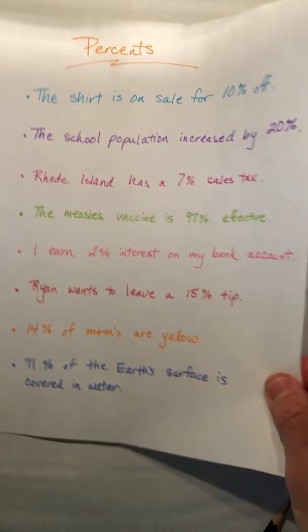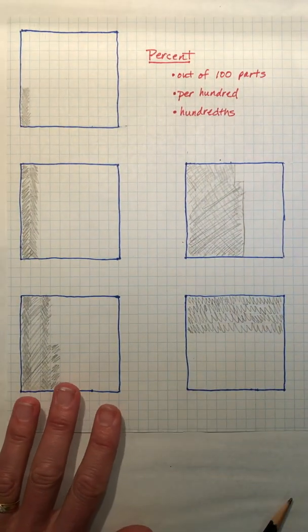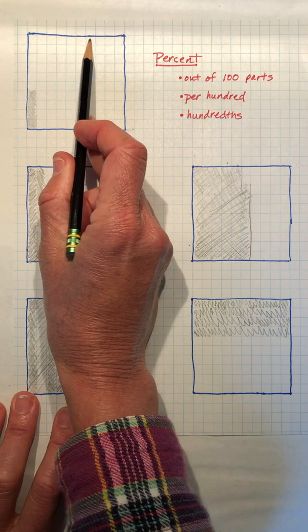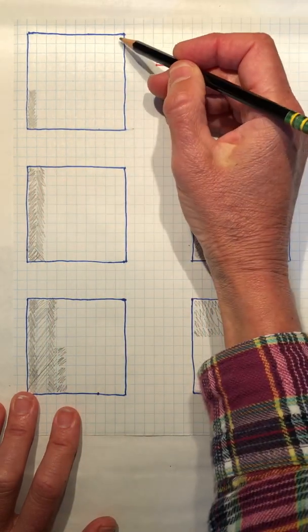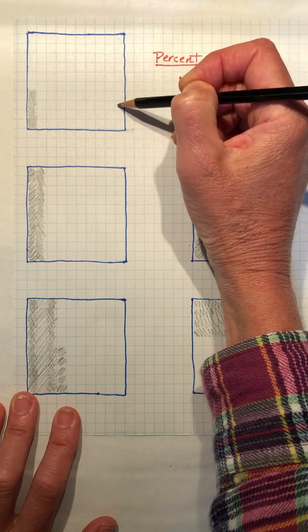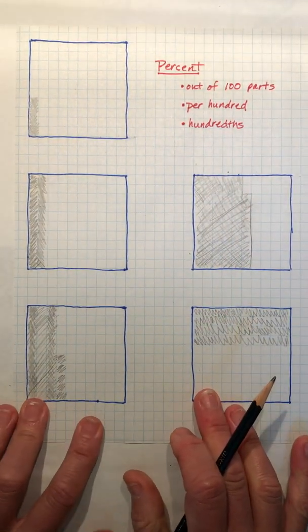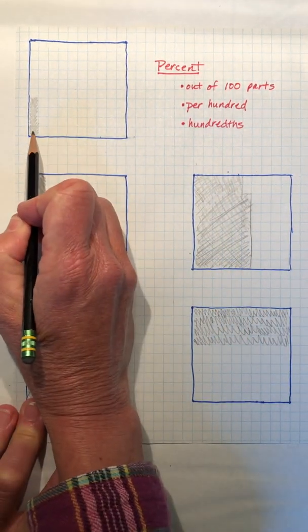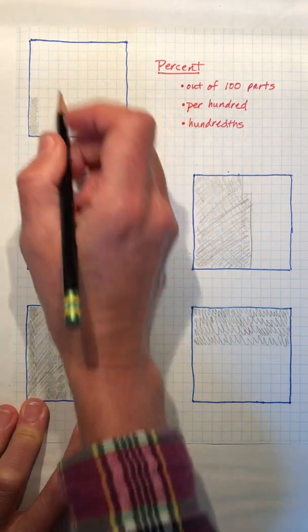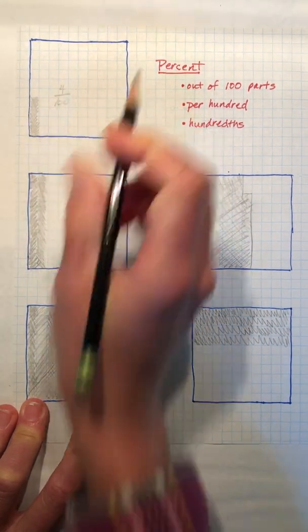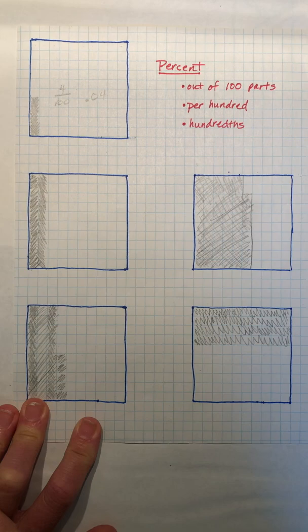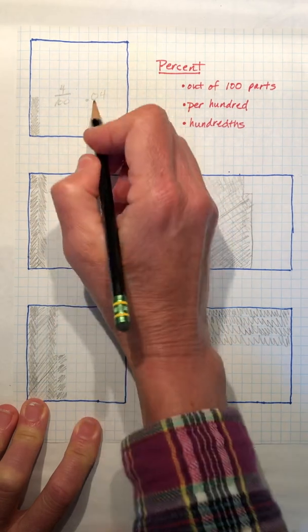So let's take a look at a few examples. Right here I have 100 squares. 10 by 10, and since 10 times 10 is 100, each of these models has 100 little squares in them. So here I shaded 4. So 4 out of 100 is 4 hundredths. If we were going to write that as a decimal, it would be 0.04. And since percent means out of 100, this would be equal to 4%.